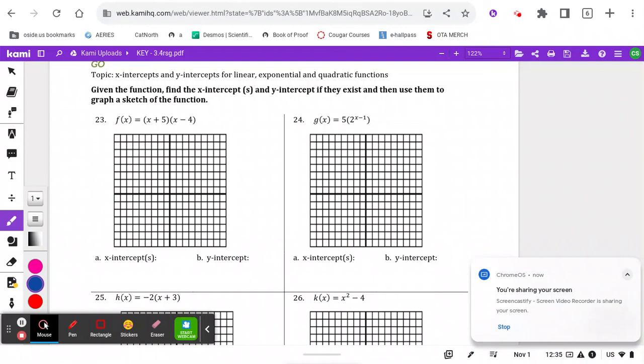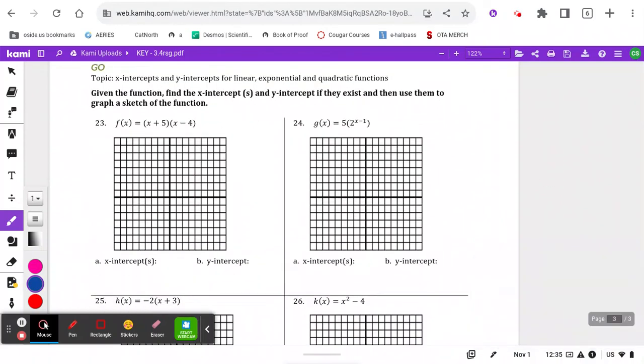So remember, the more practice we do on these, the better we'll get. But let's take a quick peek. This first one's a quadratic. Notice it's in factored form right now, and they're asking us to graph it. So what do I know?